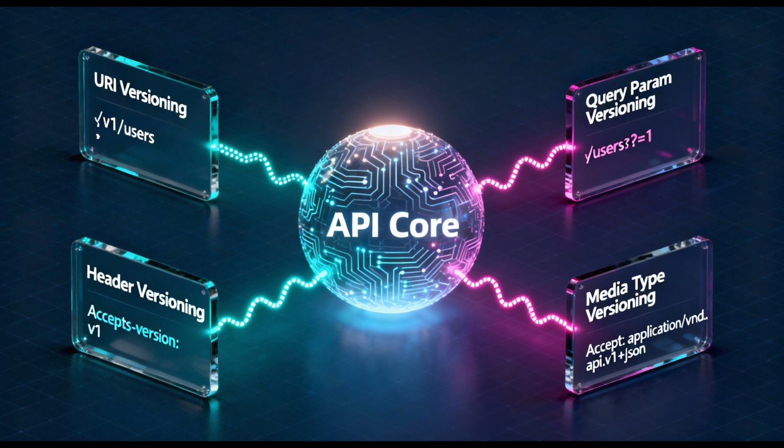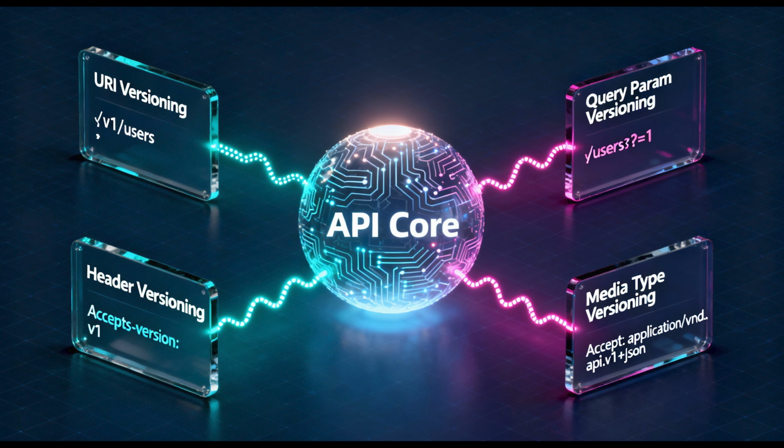Number 3, header versioning. This one is popular in enterprise APIs. You add a custom header like Accept: application/vnd.myapi.v2+json. This keeps URLs clean and lets clients request specific versions through headers. It's more flexible and professional, but also more complex. Your clients need to know how to set headers correctly.